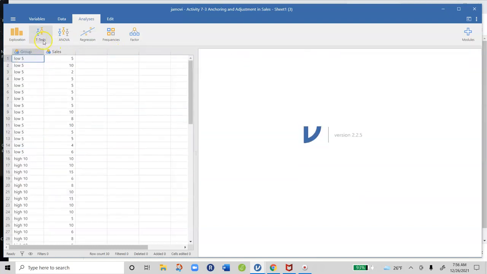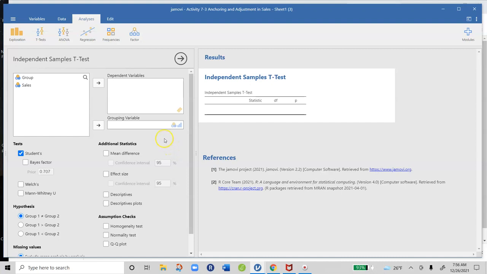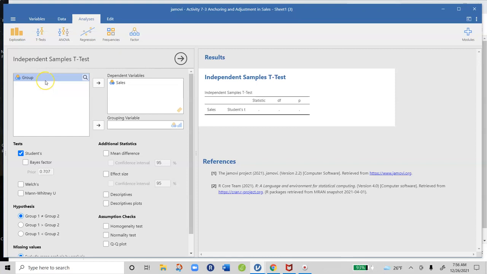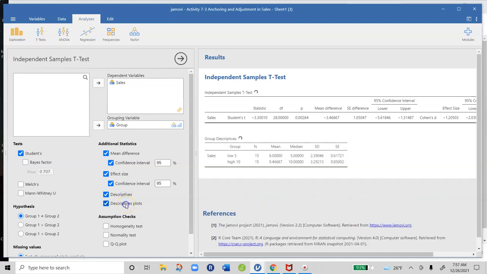Now to do an independent measures t-test, we're going to click on the t-test menu and ask for independent samples t-test. So this data file only has two variables in it. Our dependent variable is sales, how many actual items, how many drinks people purchased, and then the grouping variable. And the grouping variable is whether they were given that low anchor of 5 or the high anchor of 10. So with our independent t, we're going to ask for a mean difference with confidence intervals, effect size with confidence intervals, descriptive statistics, and descriptive plots.